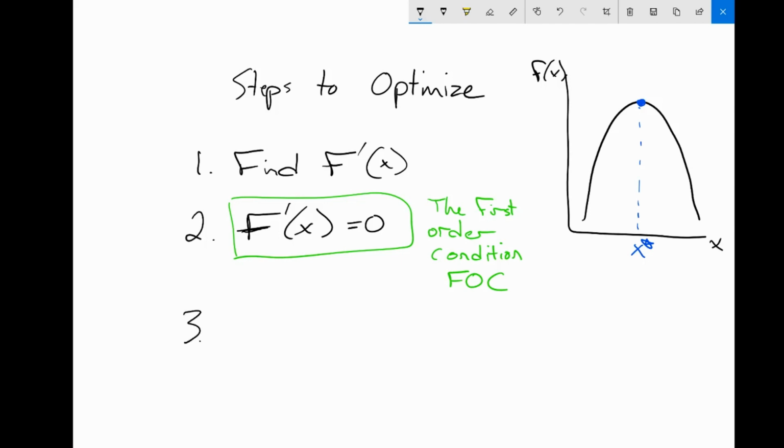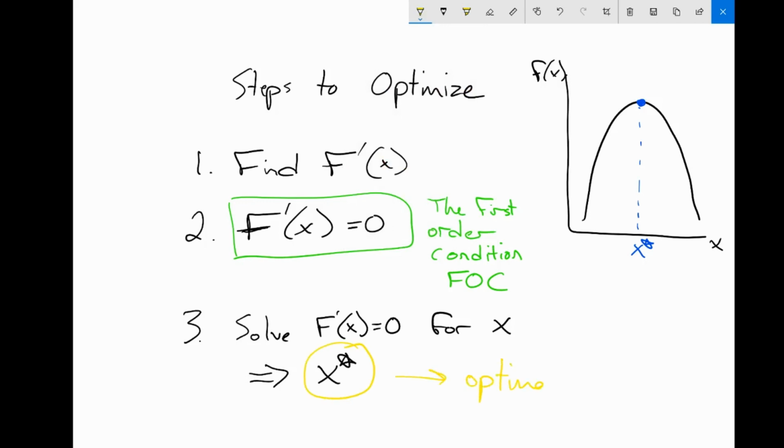So step 3 is solve f prime of x equals 0 for x. Solve this function for x. And the solution, the value of x that you find, will be x star. This is the optimal value of x. This is the value of x at which point the function reaches its maximum. All right, so that is the steps to doing maximization.